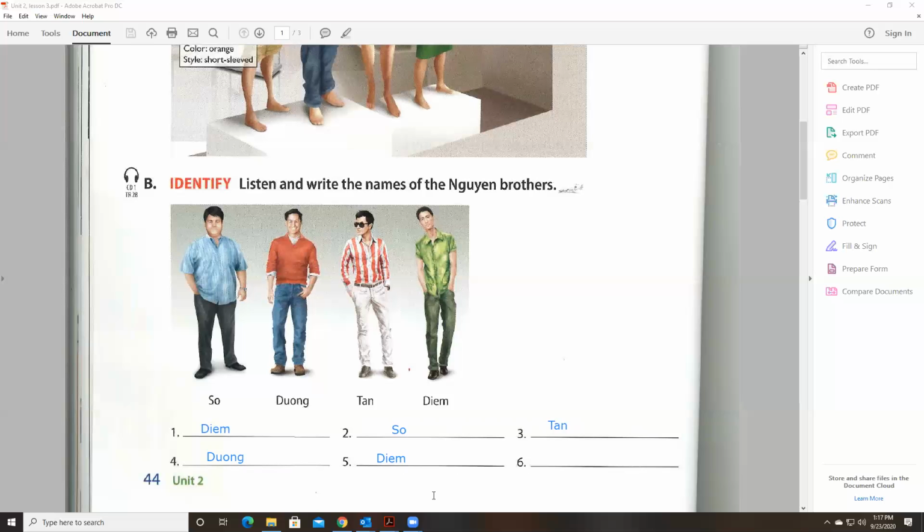And number 6 is one final word about the biggest guy. He usually wears black shoes and black pants.